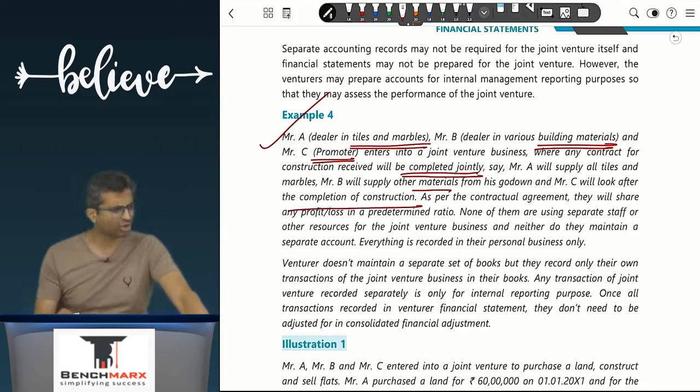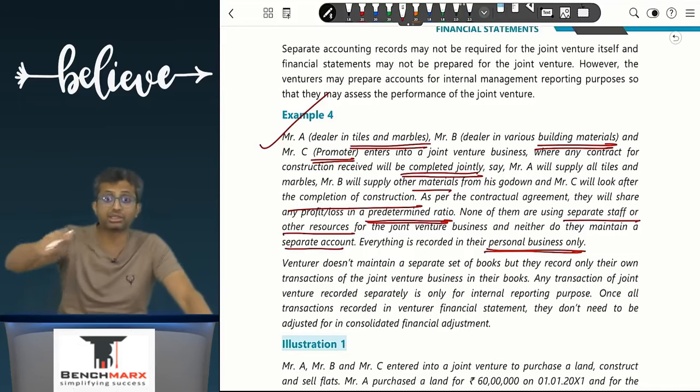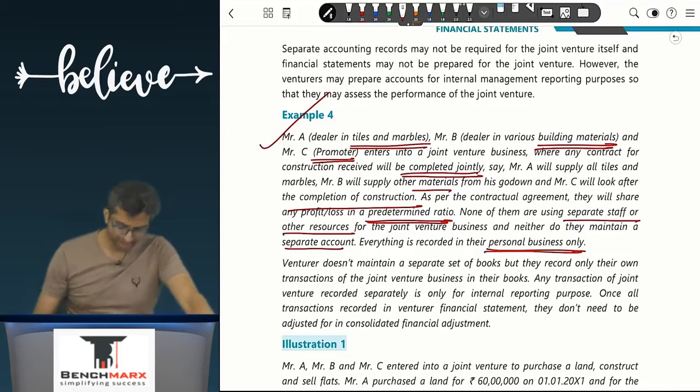Is it a joint venture? Yes. As per the contractual agreement, they will share any profit or loss in a predetermined ratio. None of them are using separate staff or other resources for the joint venture business, and neither do they maintain a separate account. Everything is recorded in their personal business only. So, there is no separate entity in the middle. In the GFH case, there was an entity. Here, there is no entity.